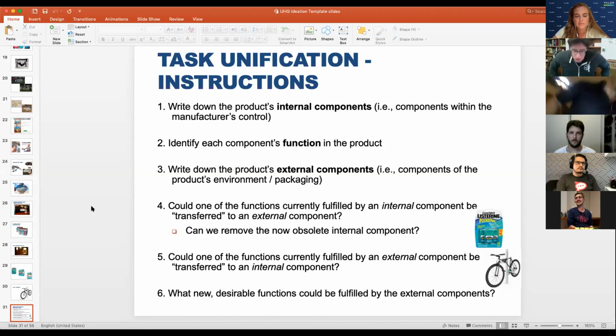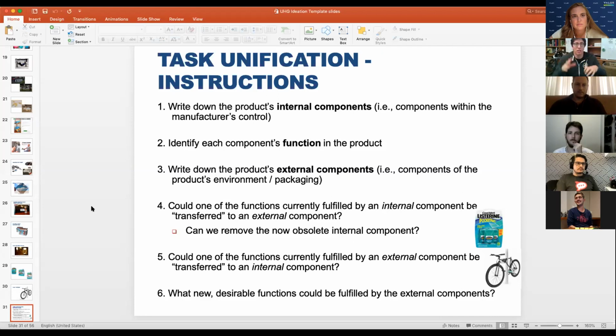In fact, what I would encourage you to do is have a running list of your internal components and the external components, sitting on a board in your company, because all the templates that I'm going to show you are about manipulating those different things. And then you say, well, wait a second, can one of the functions that's currently being fulfilled by something internal that I make be transferred to something that's external?